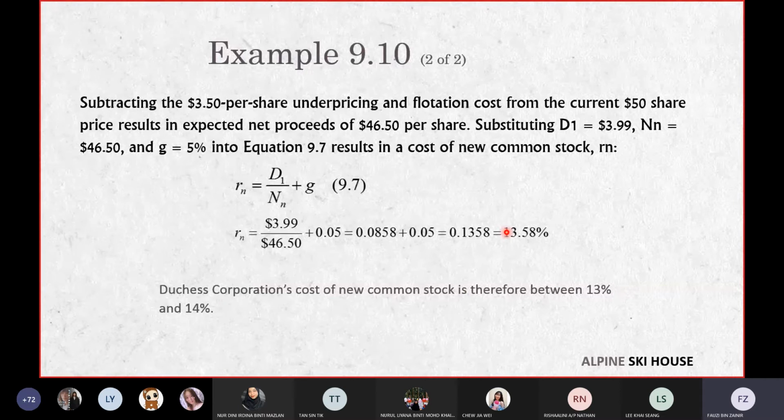So in other words, the cost of issuing new shares is around 13.58%. And if the company were to use the retained earnings itself, it only has to pay around 13%. The reason for the 13% is that it doesn't have to incur any additional costs as compared to issuing new common stocks.